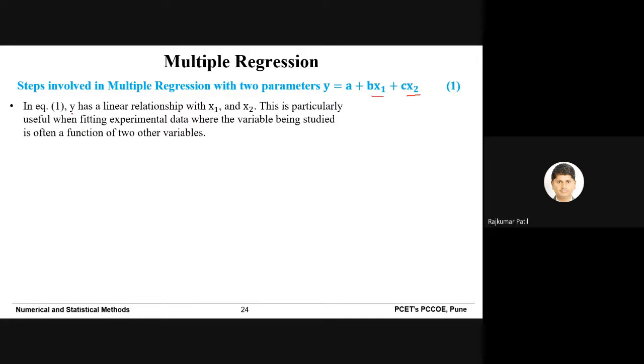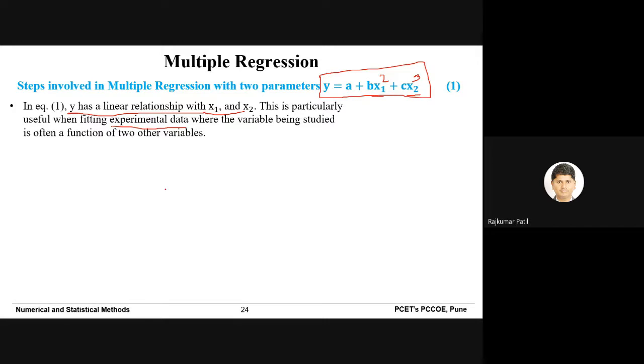As I already mentioned, y has a linear relationship with x1 and x2. Here we are not saying x1 square or x2 cube. It is only x1 and x2. So that's why we are considering y has a linear relationship with x1 and x2. And we are using the experimental data to fit this particular straight line.